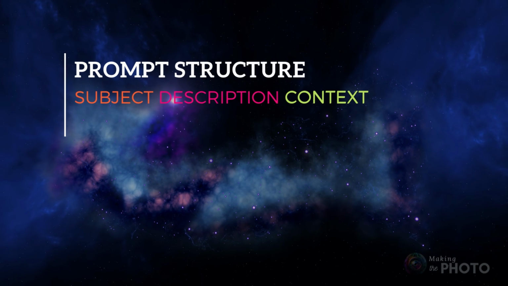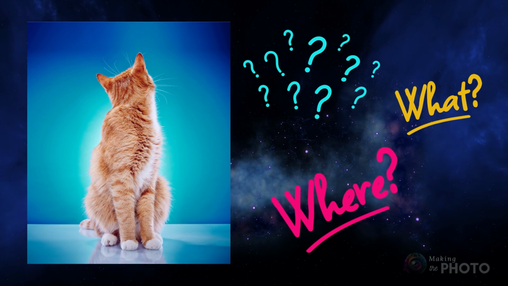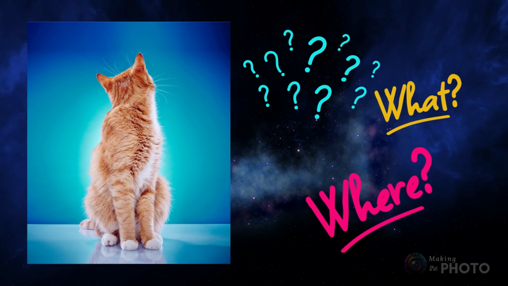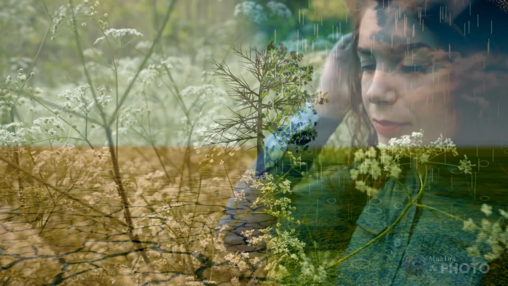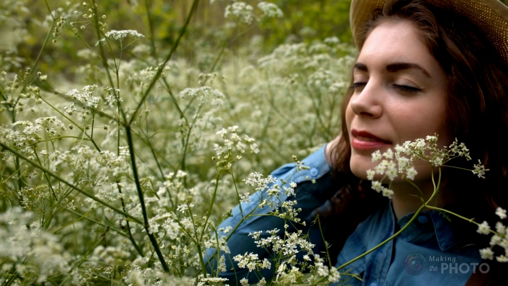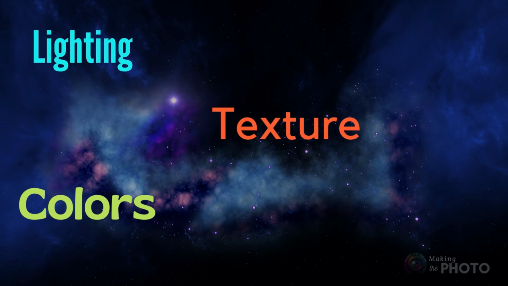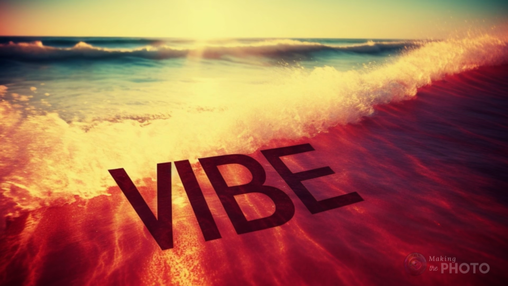Now describe where your subject is. This is the background, the atmosphere. What is going on? What is your subject doing? What is the weather like? All this adds to the vibe of your AI image. Use sensory language. Engage all of the senses when describing the scene. Describe the lighting, the colors, the texture, the overall feel of the environment.